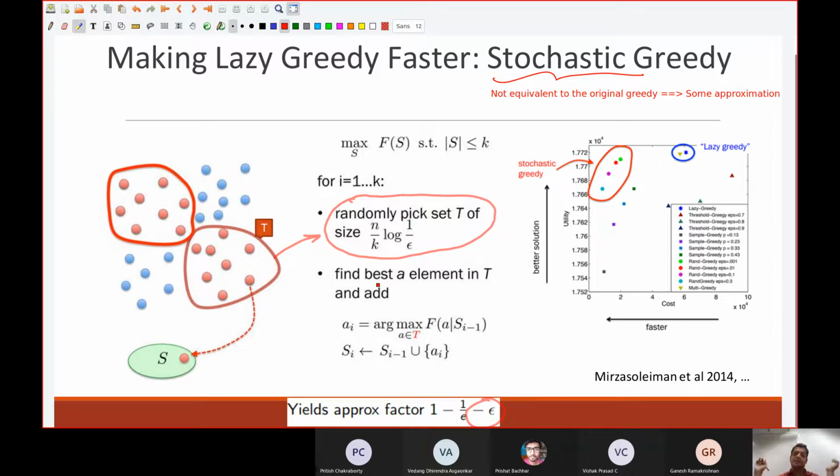And now instead of finding the best element using your priority queue or whatever, use the priority queue to find the best element in T only. Then add it. So you're adding only from that T and keep growing. It's a simple stochastic greedy. Now you can combine stochastic greedy with lazy also. Stochastic plus lazy is called lazier than lazy. That's some funny name.